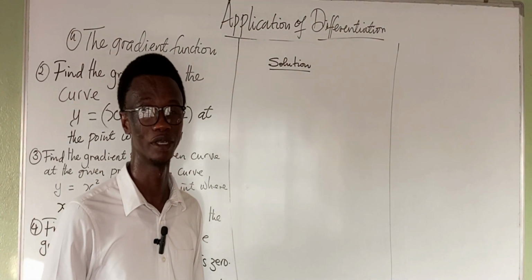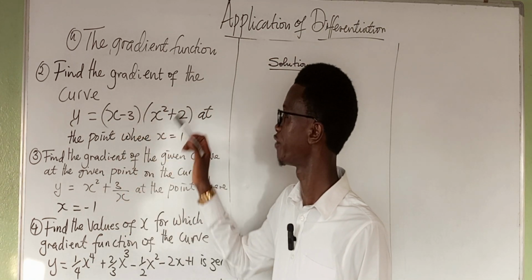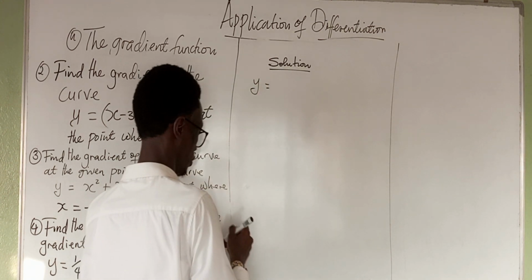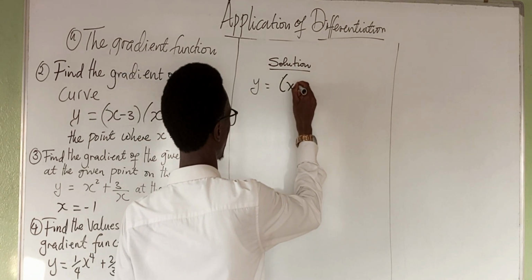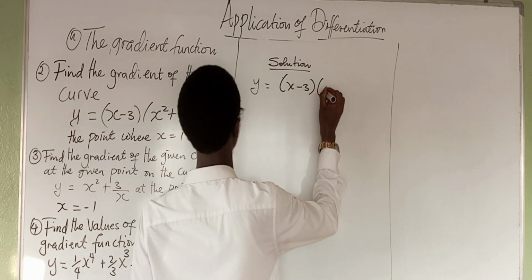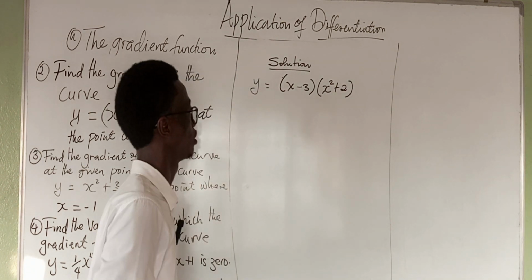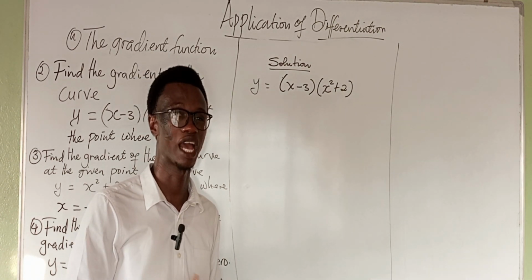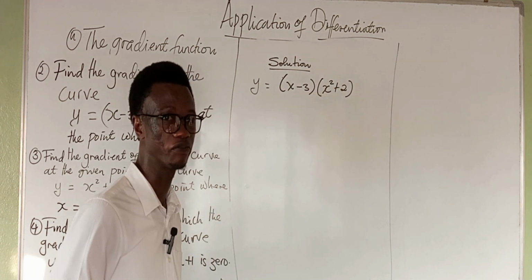Let's solve example 2. As you can see on the board, example 2 says, find the gradient of the curve. So we have the curve y equals (x minus 3) times (x squared plus 2). The first thing we have to do here is find the first differential, and once we have that, we substitute the value for x into the first differential.